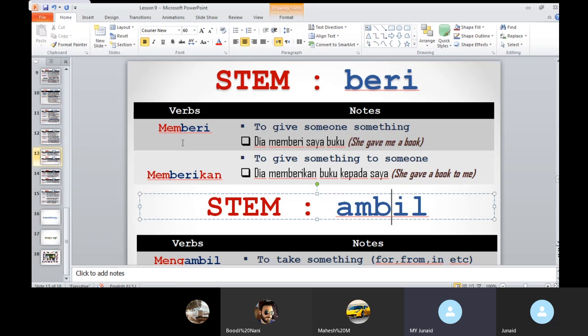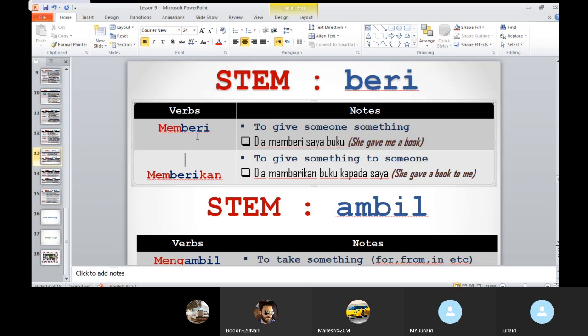So we have memberi dan memberikan. Memberi, to give someone something. Memberikan, to give something to someone. That's the only difference. So the first object, someone. The second object is something. And for this one, the first object is something. And the second object is someone. But again, don't worry. Just use beri in spoken Malay. Beri. Dia beri saya buku. Or dia beri buku kepada saya.